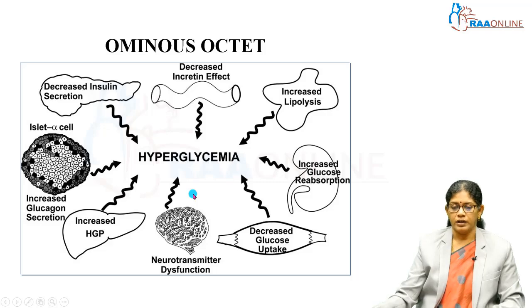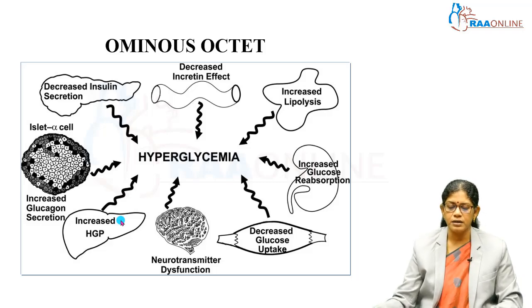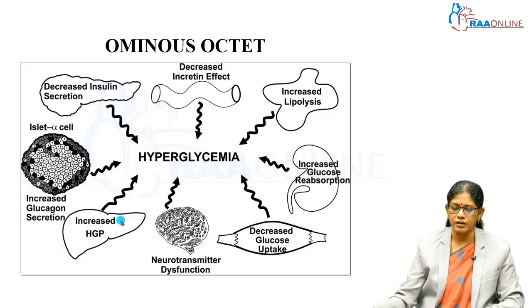Neurotransmitter dysfunction. If the hypothalamic drive is stimulated, there won't be any satiety. Satiety means the feeling of fullness. So, mainly because of that, the intake of carbohydrates will be more. That may also lead to hyperglycemia. And increased HGP, that means hepatic glucose production. In the liver, gluconeogenesis occurs. Breakdown of glycogen occurs. That means glycogenolysis occurs and gluconeogenesis occurs. Breakdown of glycogen and production of glucose. That may lead to hyperglycemia.